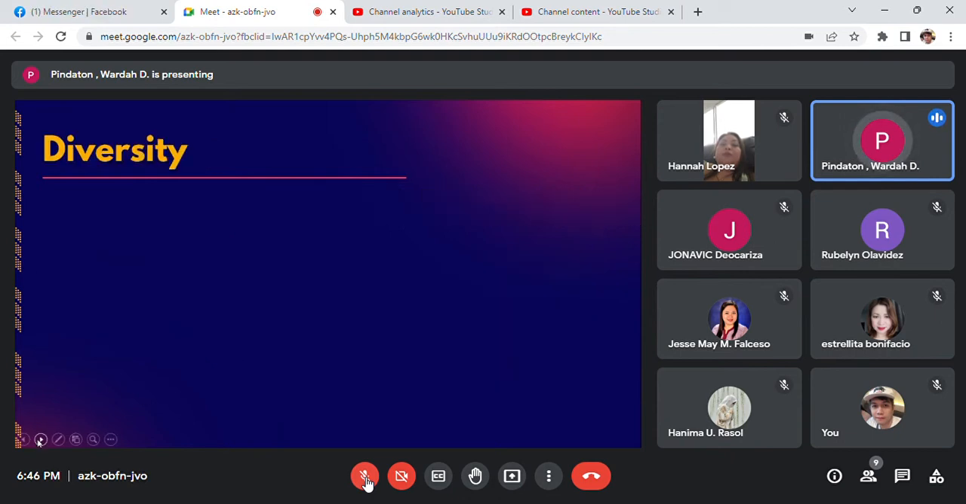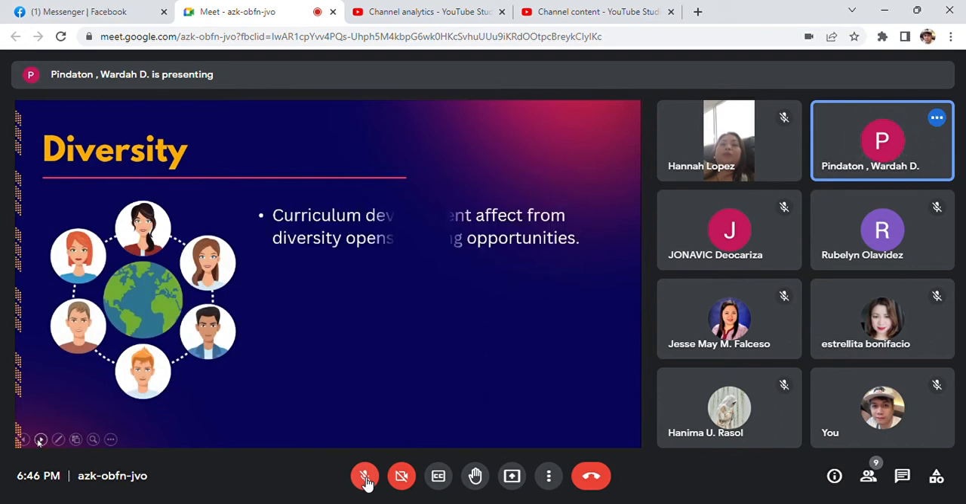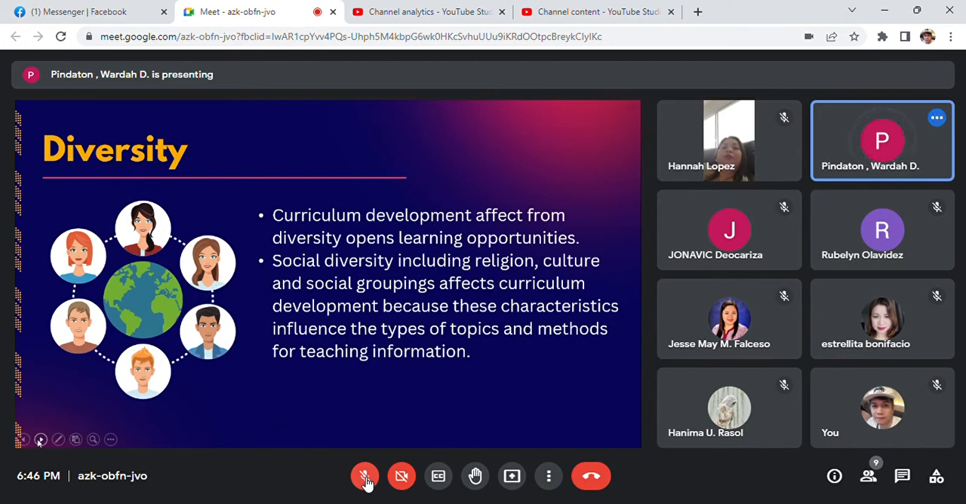Another one is the diversity. Curriculum development affected by diversity opens learning opportunities. Social diversity, including religion, culture, and social groupings, affects curriculum development because these characteristics influence the types of topics and methods for teaching information. Developing relevant curriculum takes into account society's expectations, accommodating group traditions, and promoting quality.